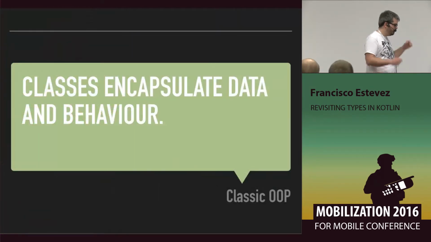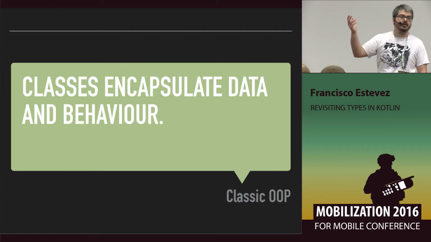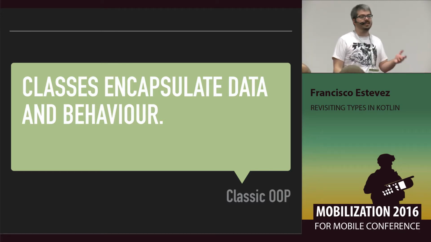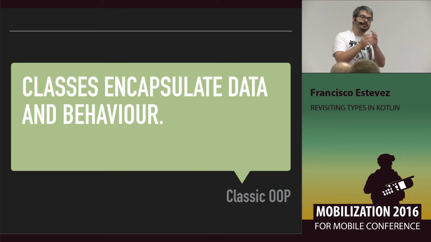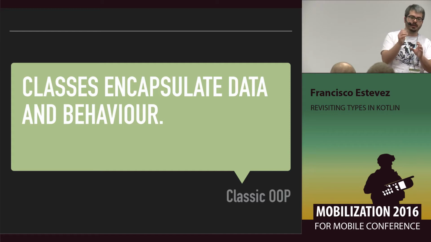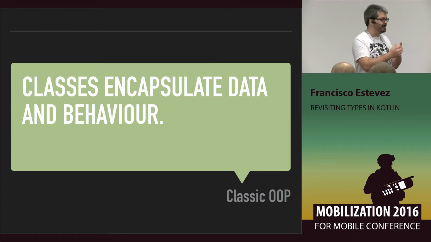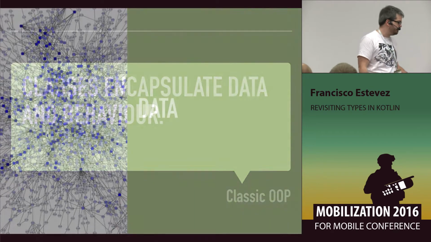So let's start from where we know we're at. Classic object-oriented programming tells you that classes encapsulate both data and behavior. They are some kind of internal state machine, a closed system where the methods are designed to interact with the fields in a way that mutates the model, and things happen. So let's deconstruct this statement a little bit and check both parts.